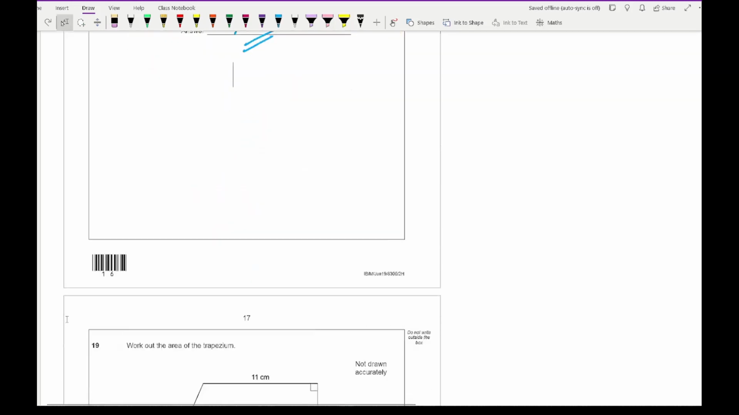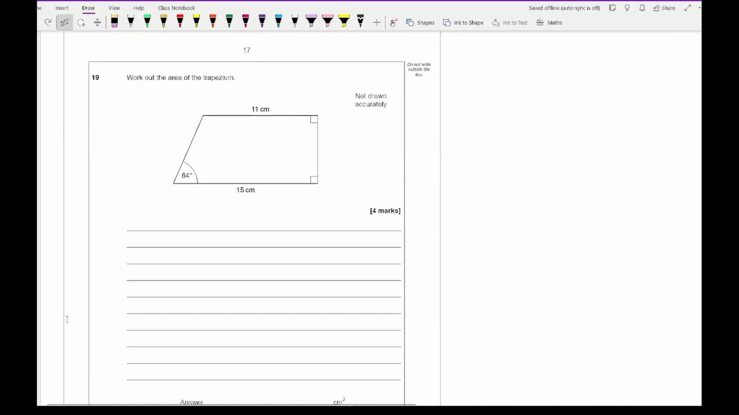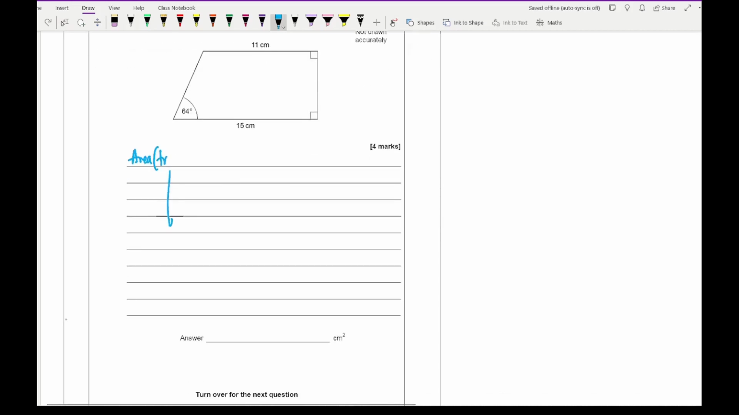For question 19, it says work out the area of the trapezium. Now for this, in order to work out the area of a trapezium, let's just write down, oh, I don't know what's going on there.